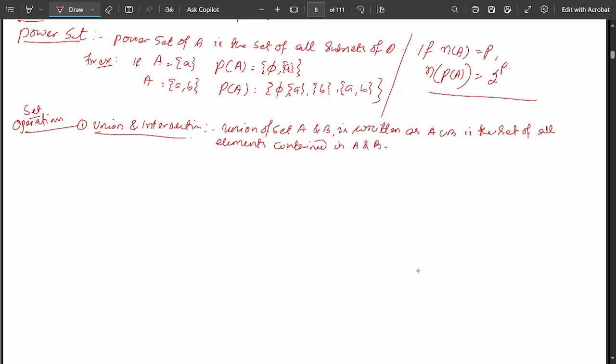And intersection means the intersection of A and B is written as A intersection B, and is the set of elements that are in both A and B.